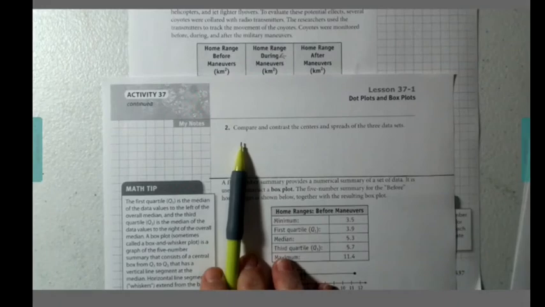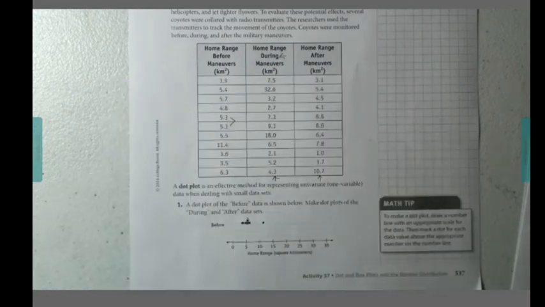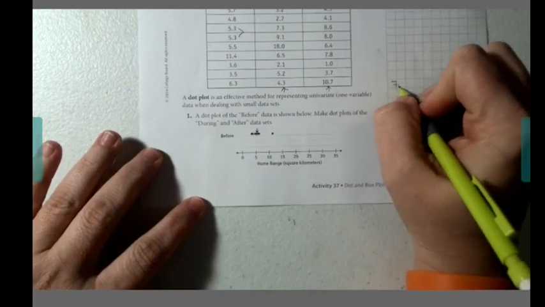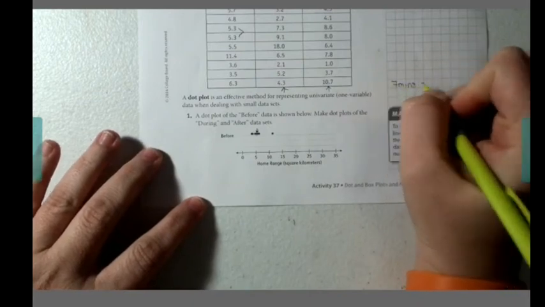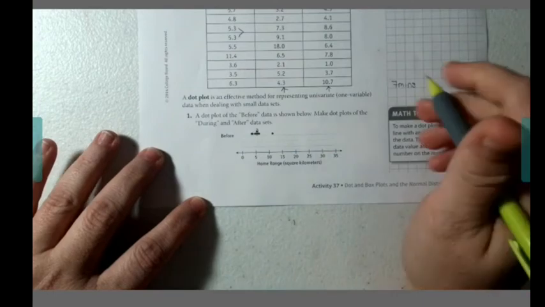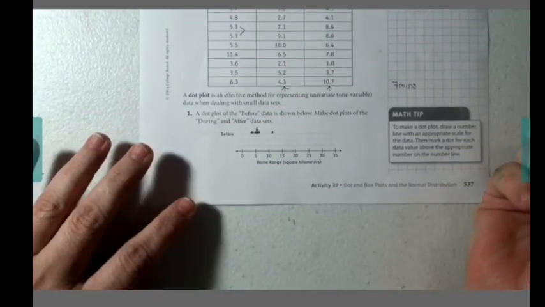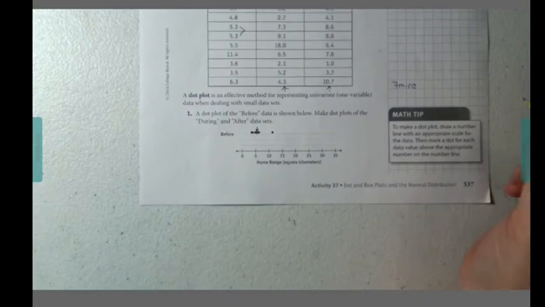After you do that, number 2 asks you to compare and contrast the center and the spreads of the 3 data sets. For this part of the lesson, I'm going to give you 7 minutes to work with your table mates on questions 1 and 2. So plot your dots and then go back and answer with your compare and contrast. Go ahead and pause your video.